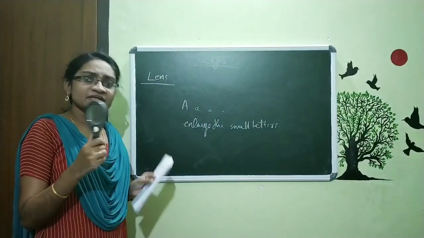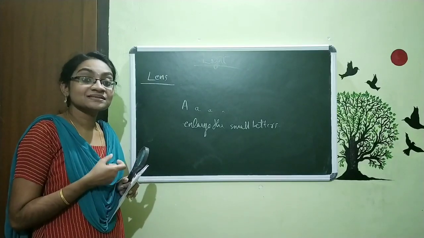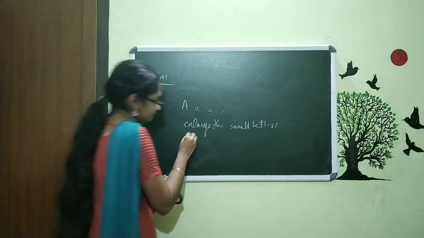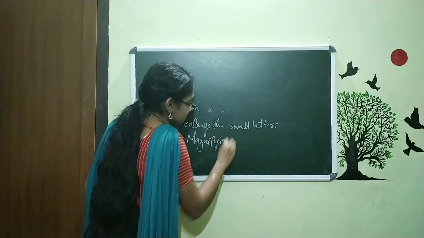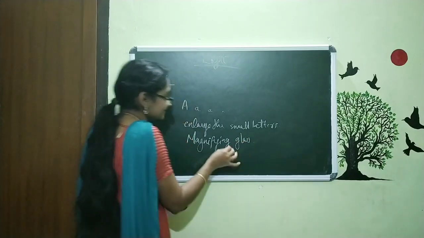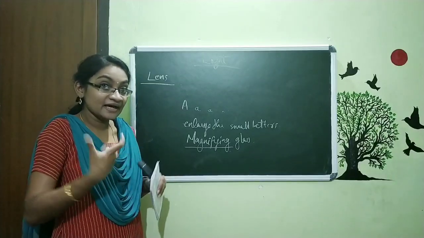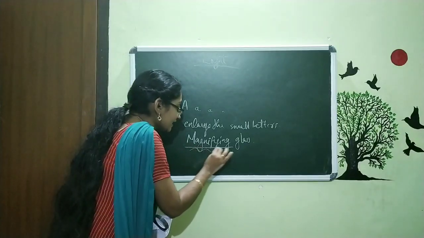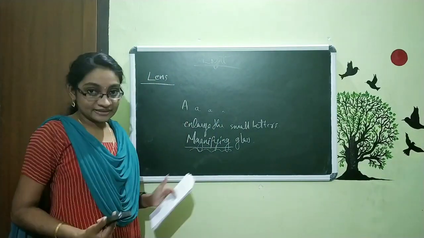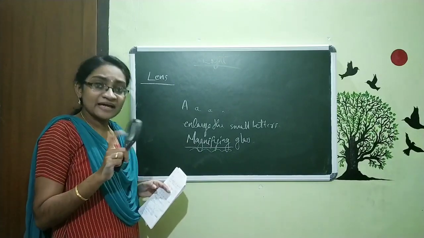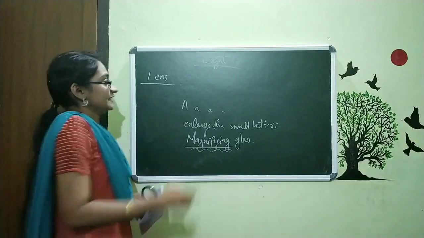So this may be in your home. You can see this. And what's the name of this? This is a magnifying glass. What does magnifying mean? Magnifying means the glass which magnifies, enlarges things. Using this glass we can see the letters are enlarged. Actually, this magnifying glass is one example of a lens.